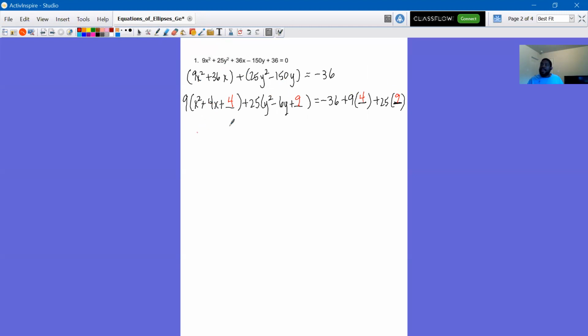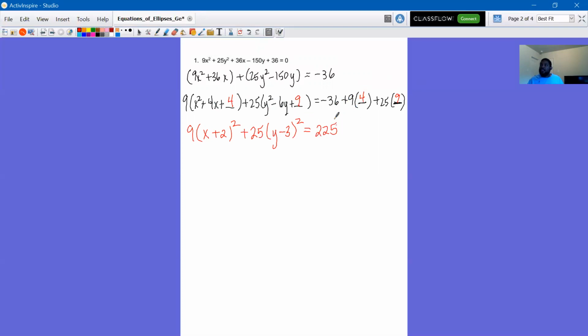So now we want to go ahead and simplify this equation. We have 9 times x, take half of your middle term, which is half of positive 4 is 2, and then squared. And then the same with this. Write your y, take half of your middle term, which is negative 3, and then square that. And then you're going to simplify the right side, and you're going to get 225.